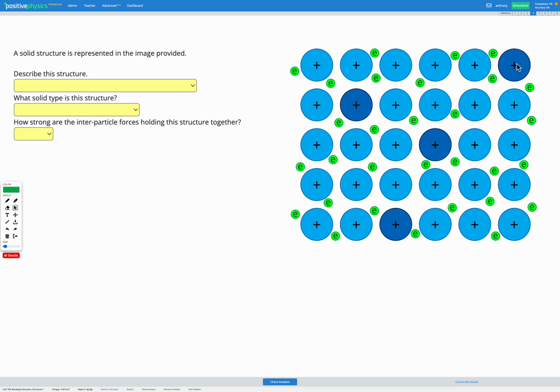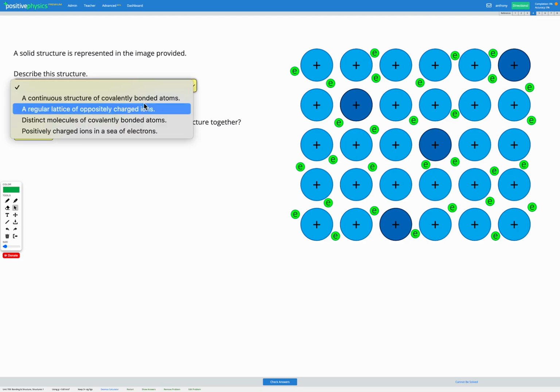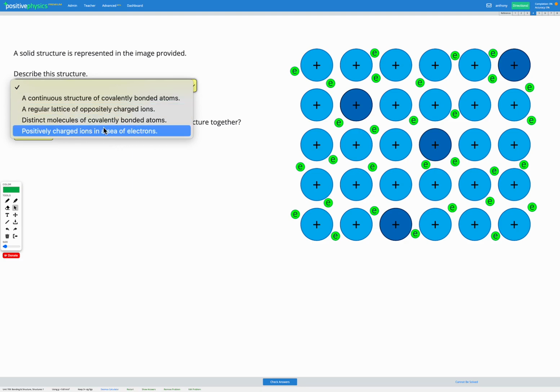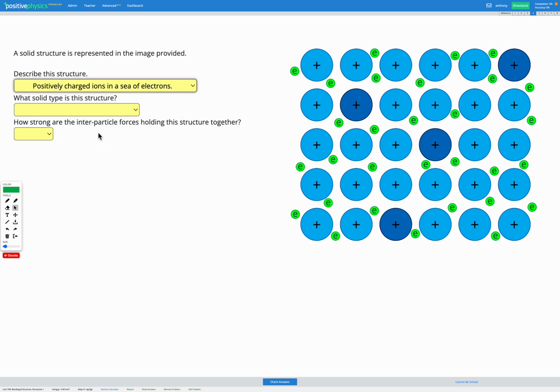We'll also notice that we have some ions that are different colors. They're a lighter shade of blue and a darker shade of blue. So it looks like we have two different types of positively charged ion here. One other thing we can remember is that positively charged ions are usually metals and negatively charged ions are usually non-metals. So these positively charged ions are metal ions with the sea of electrons around them. So to describe our structure, we have positively charged ions in a sea of electrons. And we've decided those are metal ions.